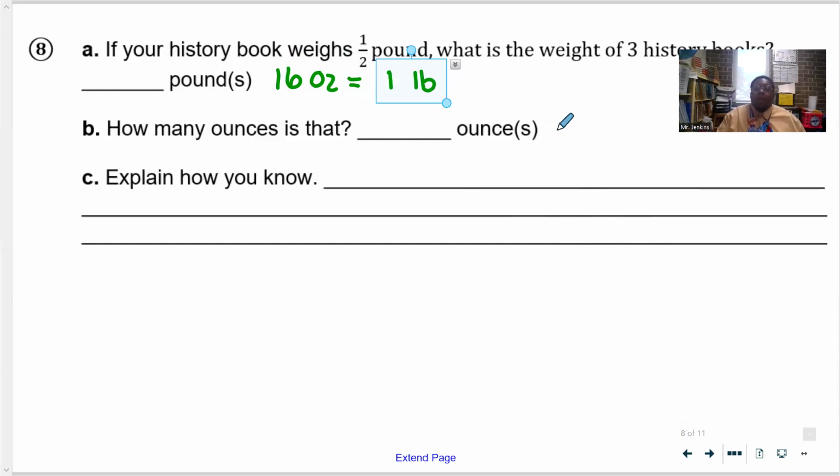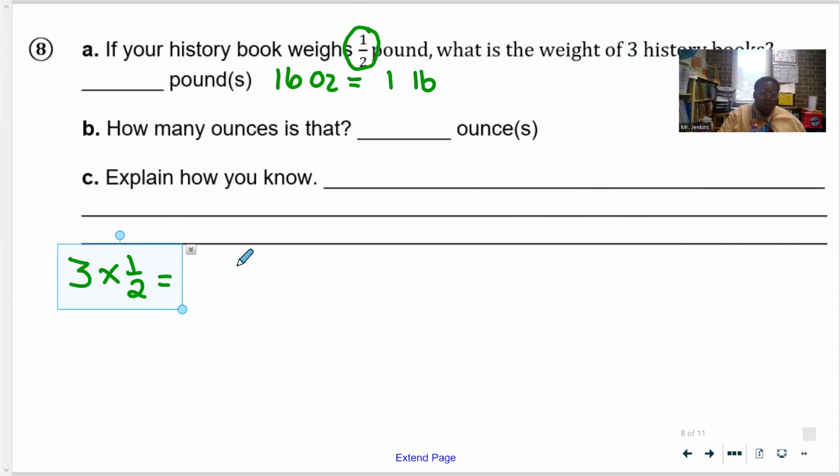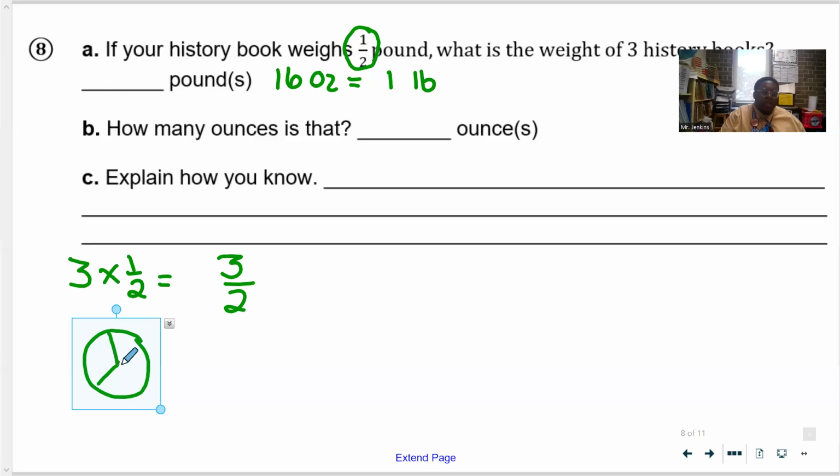So let's figure out how many pounds we have. So we have 3 textbooks, or 3 half-pound textbooks. So 3 times 1/2 is equal to 3 halves. And I'm going to convert that. And when you convert, guys, you can model or you can just draw it out. For this, I'm going to model it for you.